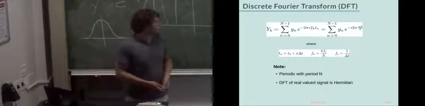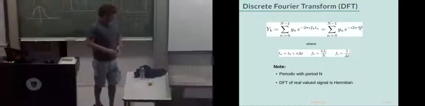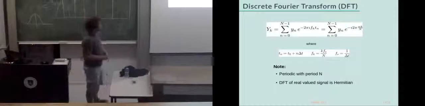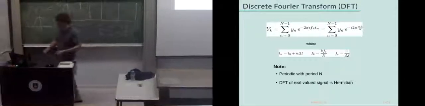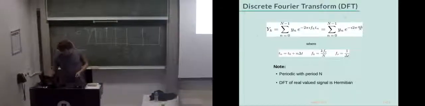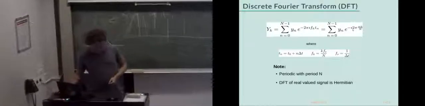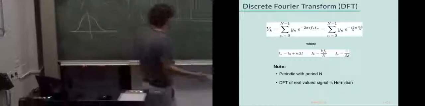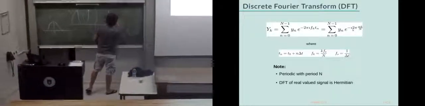So some important things to note. In this formulation on the right, this guy here, it is clearly periodic with period n. So what does that mean?